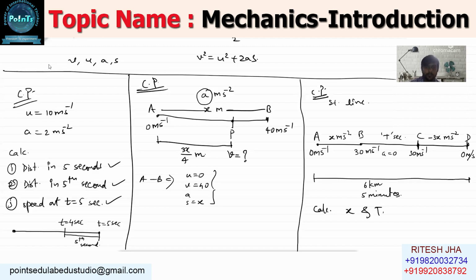U, V, A, S, so the one of them without T. V square equals U square plus 2AS. So what I'll do, I'll get the value of A in terms of V, U, x. So this is 1600 divided by 2x. So A will be equal to 800 over x. Do you agree?